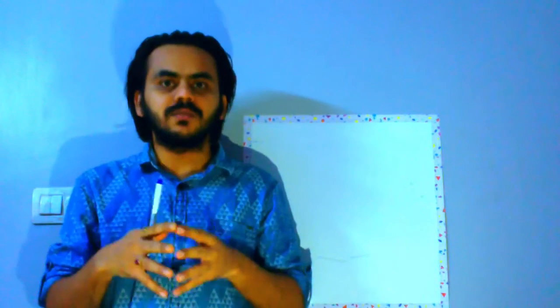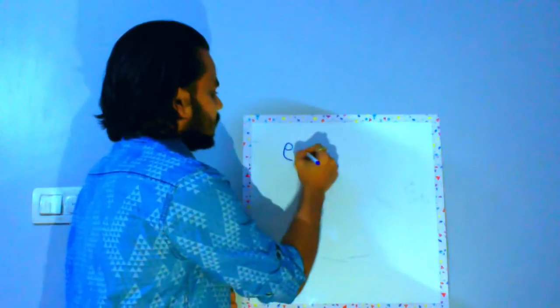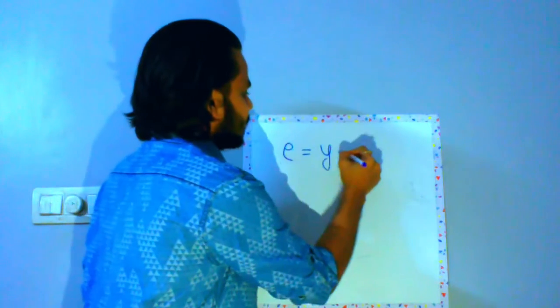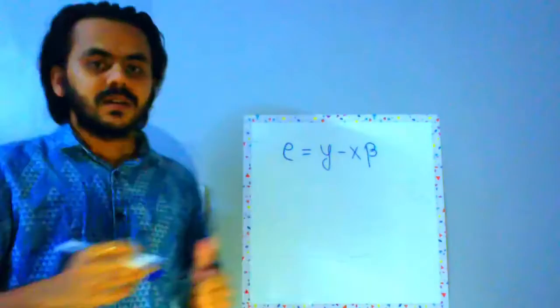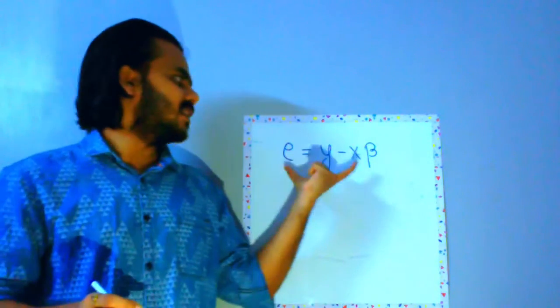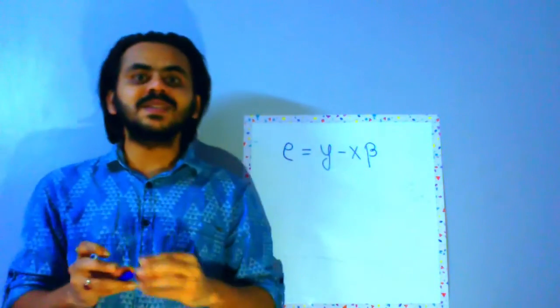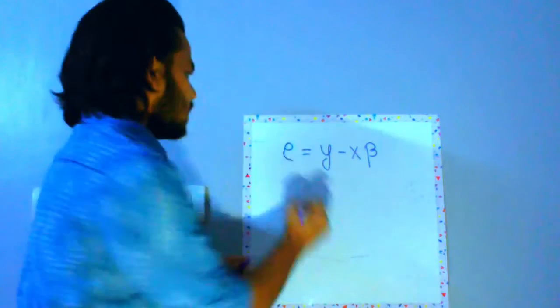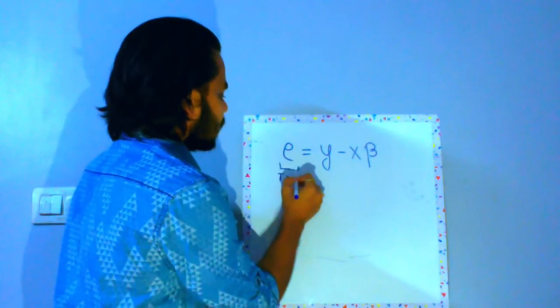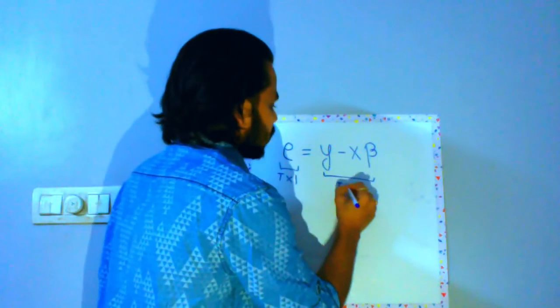Minimize the sum of squared errors, the usual thing which we did in the simple case too. And in this case, what is error? Error, E, is equal to Y minus capital X beta. So we need to minimize the sum of squared errors, but there is a catch. This is not a scalar quantity. This E is a T cross 1 matrix or a vector. So this also is T cross 1.